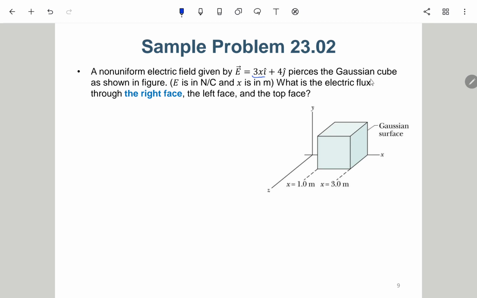Okay, P is the Gaussian cube as shown in the figure. E is in N/C and x is in meters. What is the electric flux through the right surface, left surface, and top surface? Okay, so we will try to calculate one by one. The first one will be going through the right side, which means this one. This is the right side.